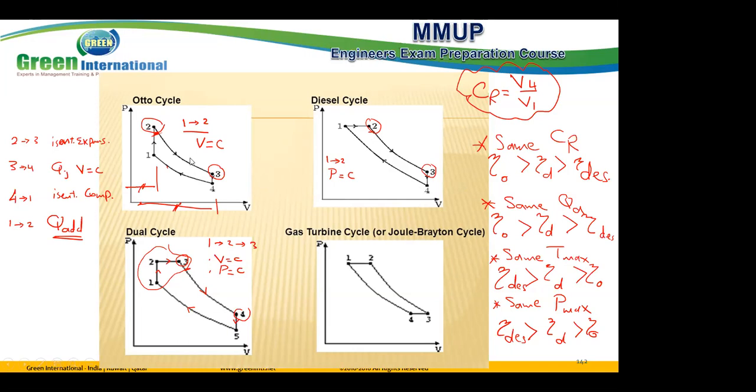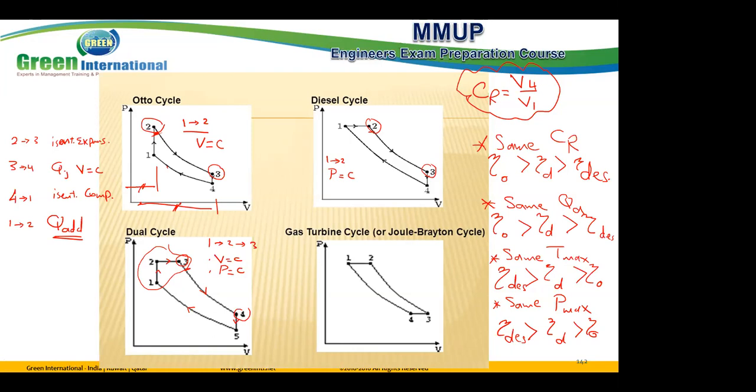The difference is the part of Q added. For Otto, Q added happens at constant volume. For diesel, Q added happens at constant pressure. For the dual cycle, it is two parts: first added at constant volume, then continuing at constant pressure.